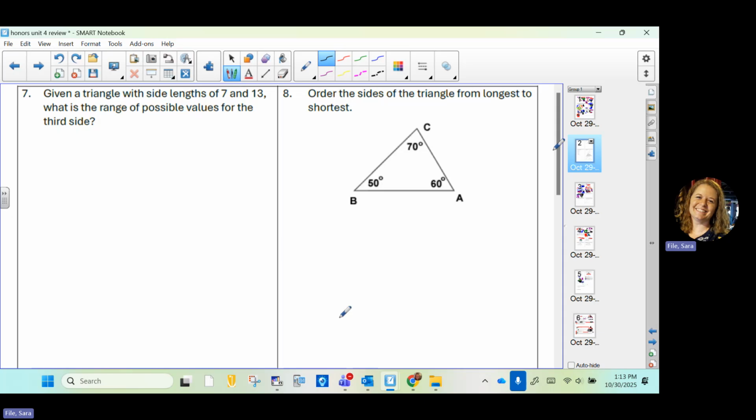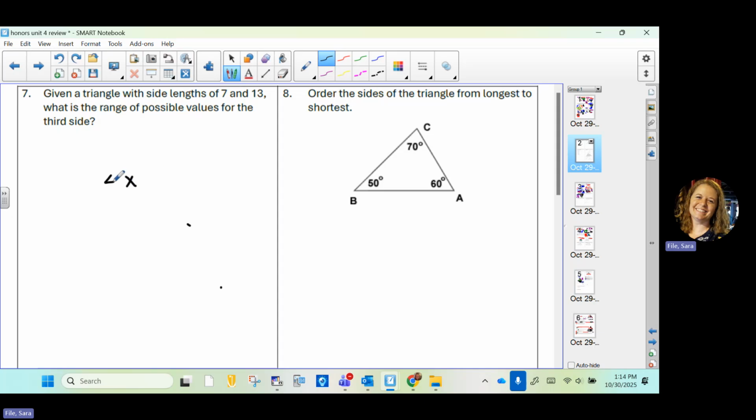Now this page starts talking about I think our hinge theorem and our triangle inequality theorem, which I want to say was like 4.3 notes for y'all. I can't remember. It was kind of in the middle of the unit. We talked about hinge theorem and triangle inequality. So number 7 says, given a triangle with side lengths of 7 and 13, what's the range of possibilities for the third side? So I'm going to call the third side X.